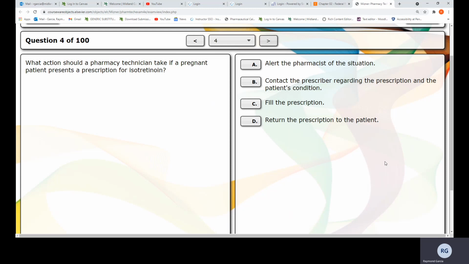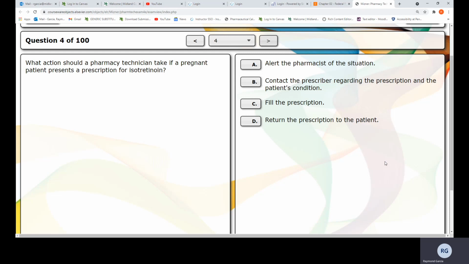What action should a pharmacy technician take if a pregnant patient presents a prescription for isotretinoin? Isotretinoin is a medication for acne, and women cannot take it if they're wanting to get pregnant, and it's been known to cause birth defects. So it's either alert the pharmacist of the situation, contact the prescriber regarding the prescription and the patient's condition, fill the prescription, or return the prescription to the patient.